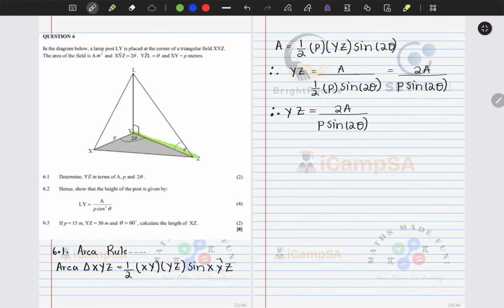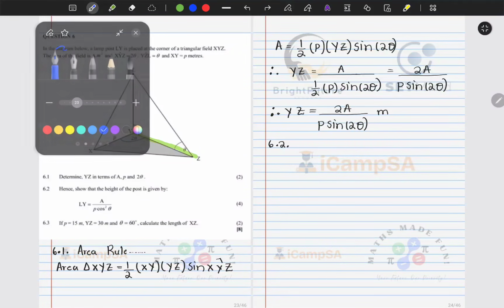Okay, that is what our YZ becomes, and this will be in meters. Okay, done with that. Then let's go and deal with 6.2. Very easy problem. Then they say, hence show that the length of the height of the post, which is Ly, is going to be given by that.